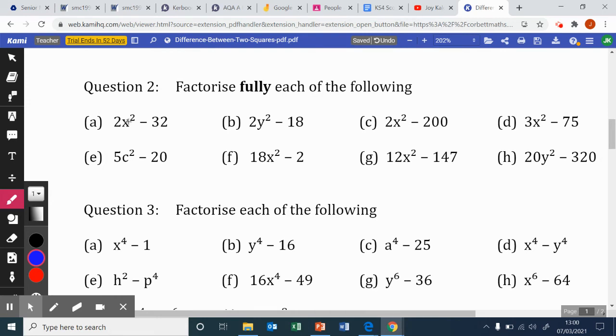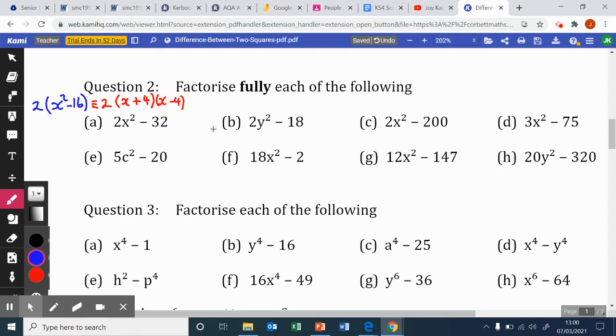Factorize fully each of the following. 2x squared minus 32. We can start off by factorizing like this: 2 open bracket x squared minus 16. Then we further factorize because the x squared minus 16 can be factorized by the difference of two squares. So that's 2 times x plus 4 and then x minus 4.